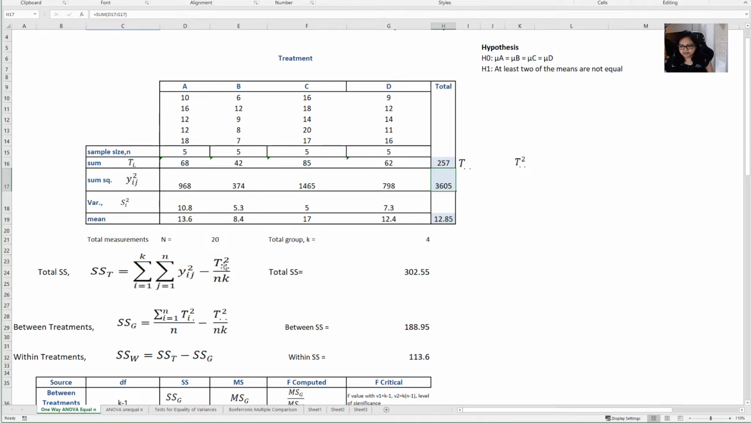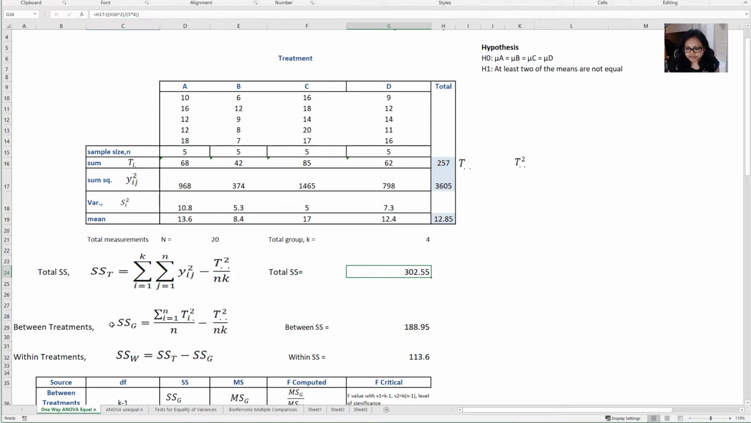Then you can see the grand total squared divided by how many observations we have. How many treatment groups do we have? 4 treatment groups, and in each of those groups we have 5 observed values. That's what I calculated here. So you can see the total sum of squares, which we define by SST. I take those values and find the total sum of squares.